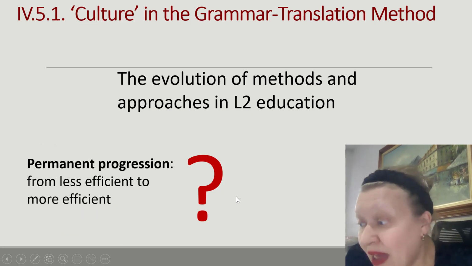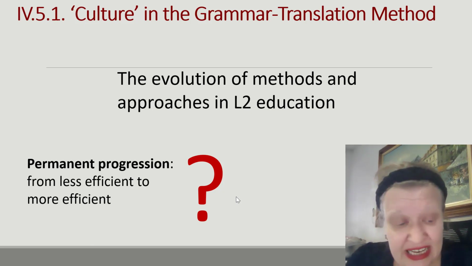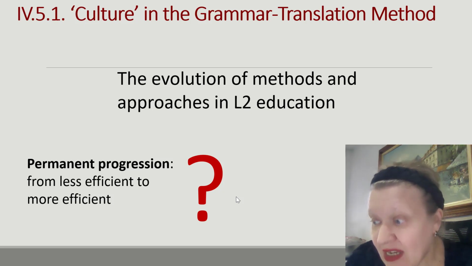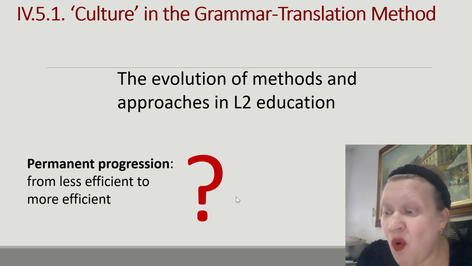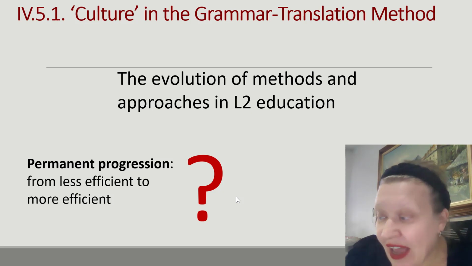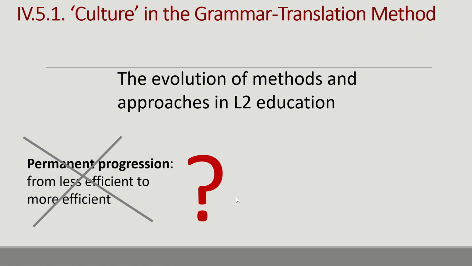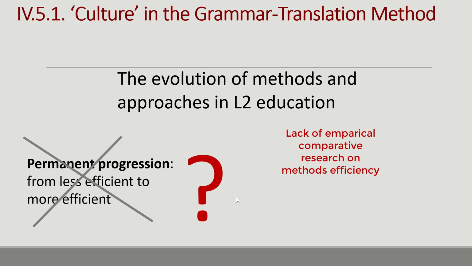The manner in which the methods are presented in the literature and in second language teachers' minds is often grounded in an idea of permanent progression. We tend to believe that more progressive and efficient methods come to replace the less efficient ones. And if one teaching method is not popular anymore, that is because its inefficiency has been proven. However, this is a rather wrong way of thinking. In second language education, there is an apparent lack of empirical research aimed at comparing the efficiency of different methods and approaches in naturalistic settings of second language classrooms.